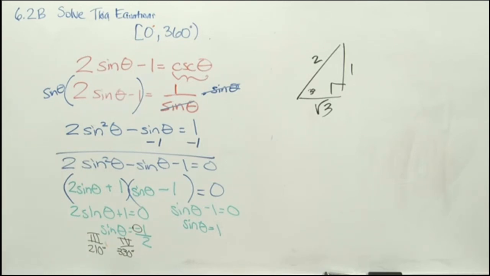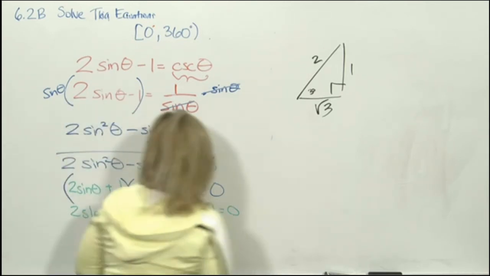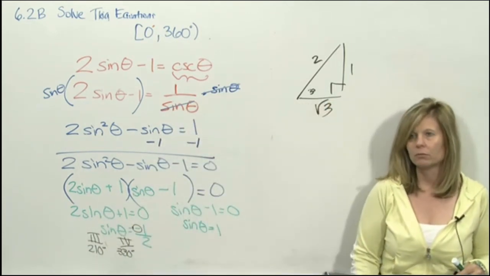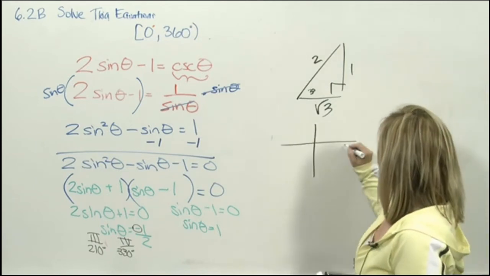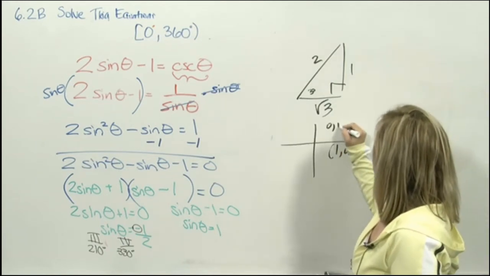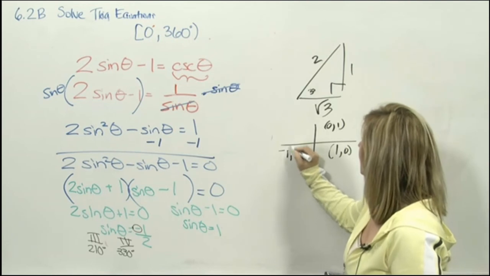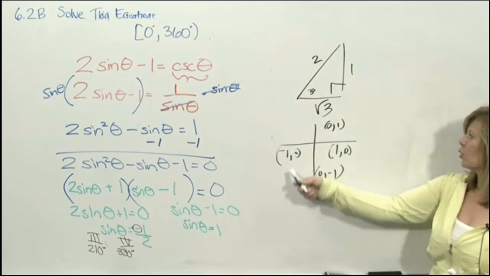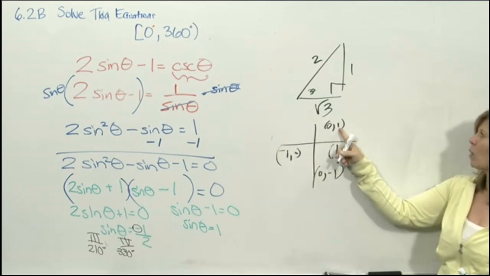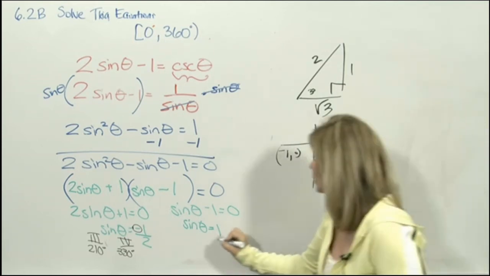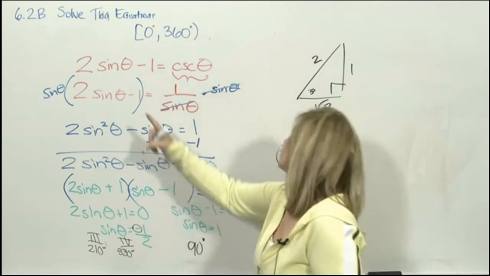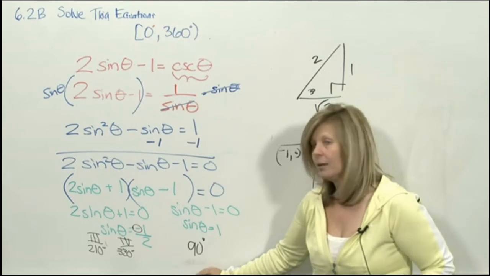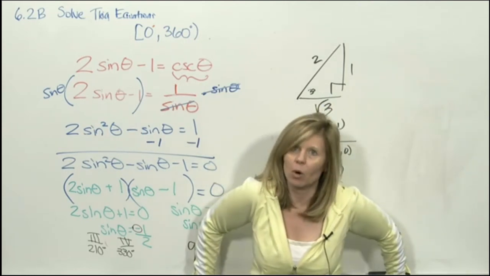Everybody good? All right. If the sine value is 1, that's got to come off the unit circle. So if I look at my buddy the unit circle, sine is always y. Where is the y value 1? Right there, and that's 90 degrees. So for this trig equation, there are 3 answers.